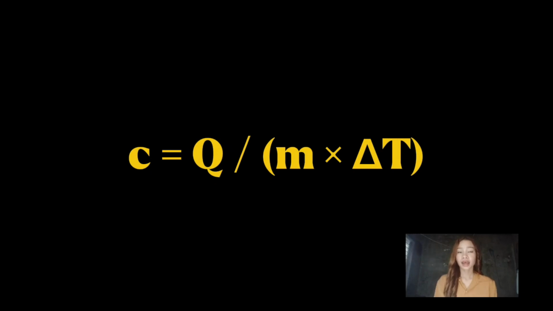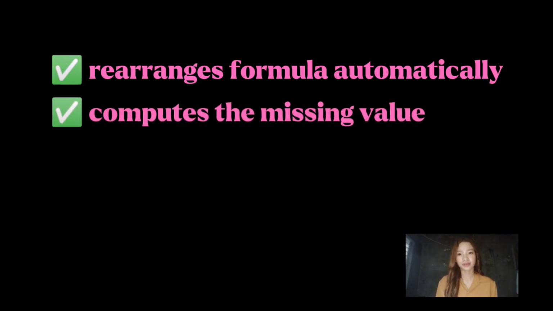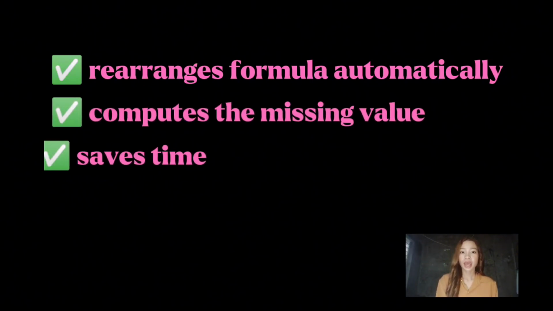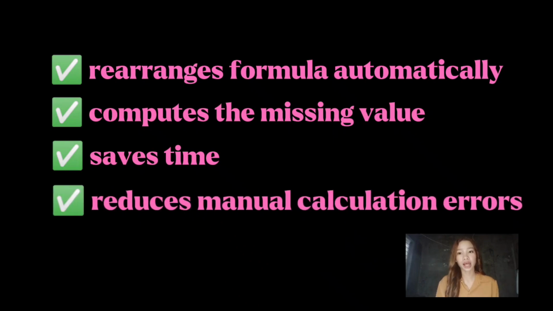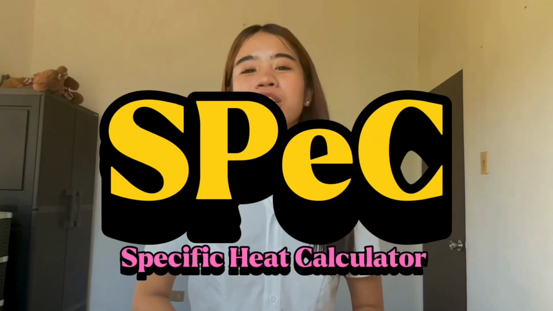This equation tells us how much energy it takes to raise a material's temperature. In SPeC, this formula is at the heart of the program. The program rearranges the formula automatically and computes the missing value, saving time and reducing the chance of manual calculation errors. Welcome everyone to SPeC, your specific heat calculator. Let us explore the features and functionality of this Python console program.